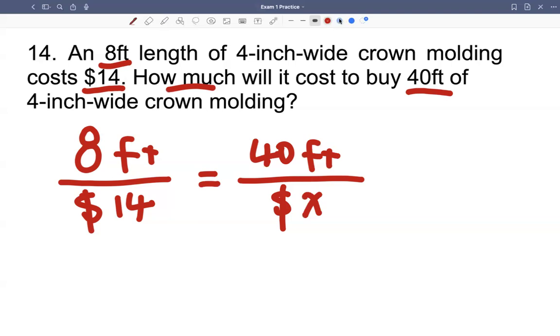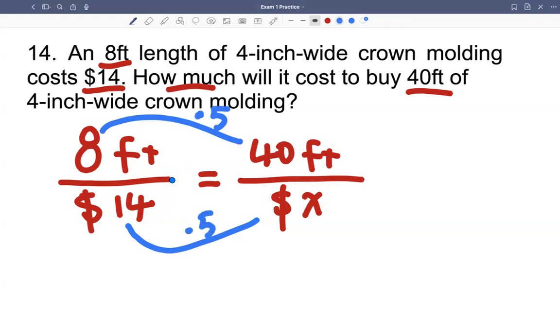proportion, thinking, okay, from 8 to 40, what do I have to do? I have to multiply by 5. 5 times 8 is 40. So that means 14 to X, I have to also multiply by 5, right? We can only multiply by 1. The numerator multiply by 5, denominator multiply by 5. That's the same as multiplying by 1, because 5 divided by 5 is 1.